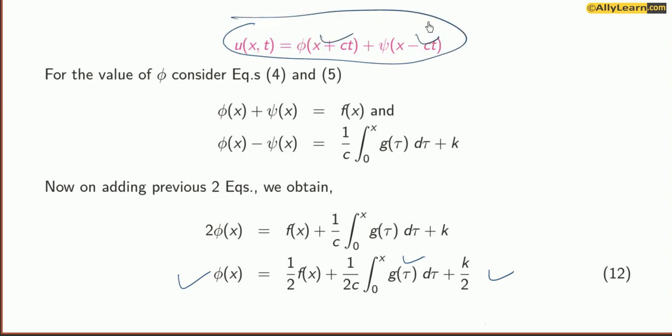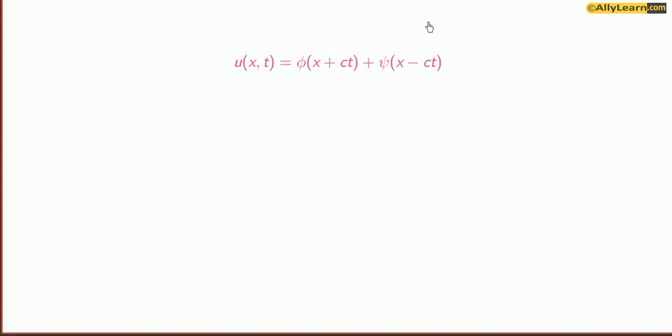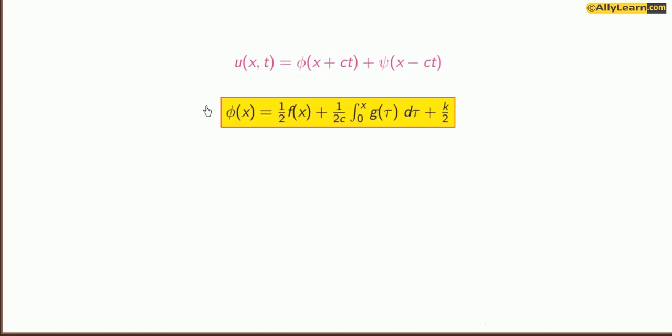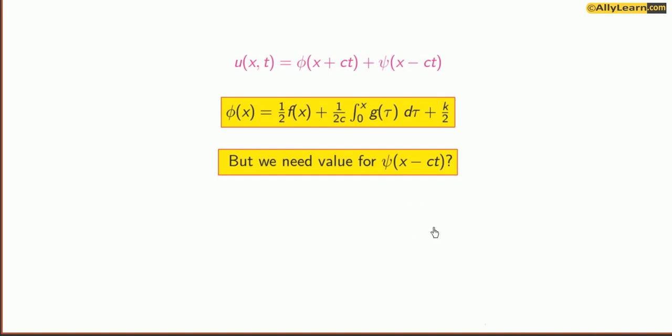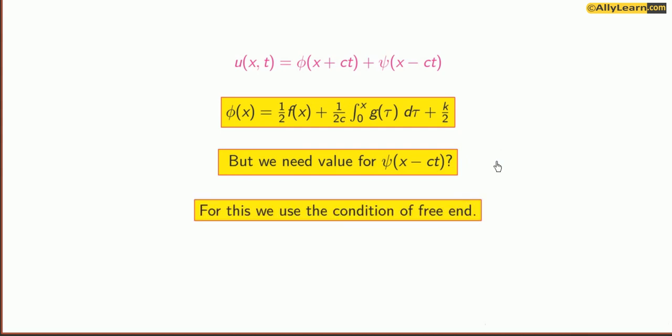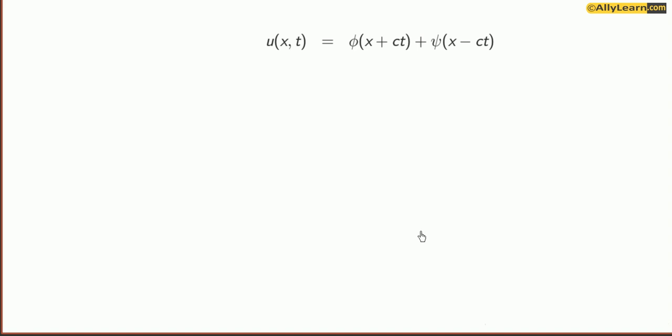Next I am left with the value of psi. Here friends, this was the general solution, and this is the value of phi that I have got, and I will be putting it over here. Next, I still need the value of psi of x minus ct. And in order to get this value, I will be exploiting the free end condition. The free end condition is given by this expression, that is u partial derivative with respect to x at (0, t) equals 0. So friends, this is the general solution.